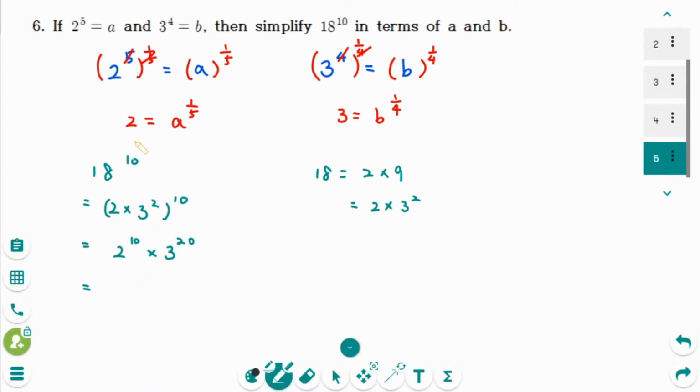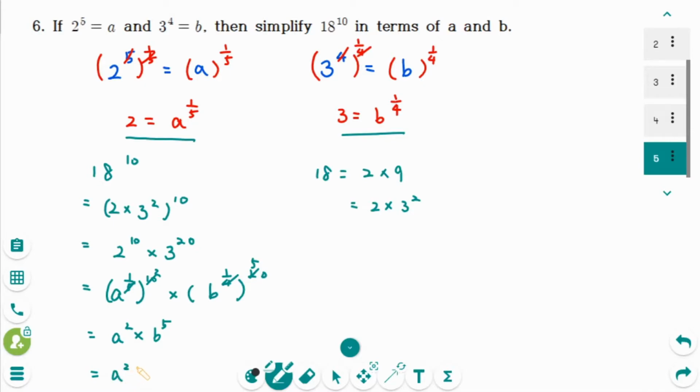Then 2 was A to the power of 1 over 5. Then 2 to the power of 10 times 3 was B to the power of 1 over 4 to the power of 20. So A squared times B to the power of 5. The final answer is A squared B to the power of 5.